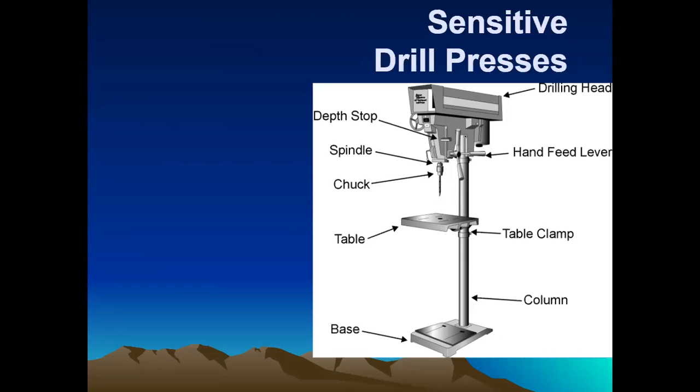So for the most part, pretty standard. It's not too different from any you may have seen in the construction shop. We have our base, our column, table clamp, our table, our chuck, our hand feed lever, spindle, depth stop, and drilling head. The one thing you will find is that the ones in the fabrication shop are much heavier built than the ones in the woodworking shop. Steel is obviously much harder and it requires a lot more torque to do the work. So we overbuild things so that we don't have a failure of a component, and then we're not getting an injury from that.